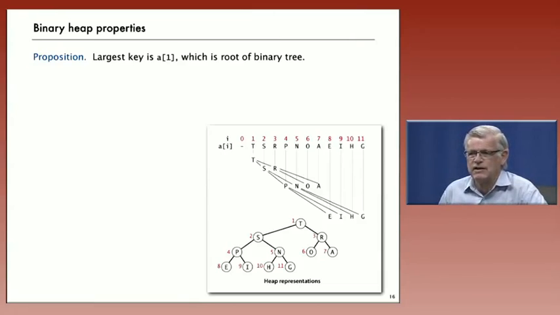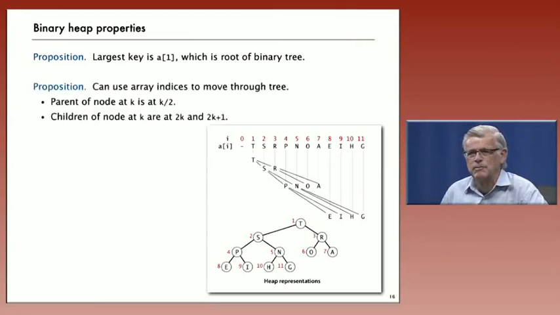Well, the first thing is that a[1] is the largest key. It's larger than the keys of its 2 children, and they're larger than theirs, and so forth. So it's the largest key in the data structure. The other thing is, as I just mentioned, you can use the array indices to move through the tree. For example, if the node is at index k in the array, then its parent is at k over 2, and that's integer divide.